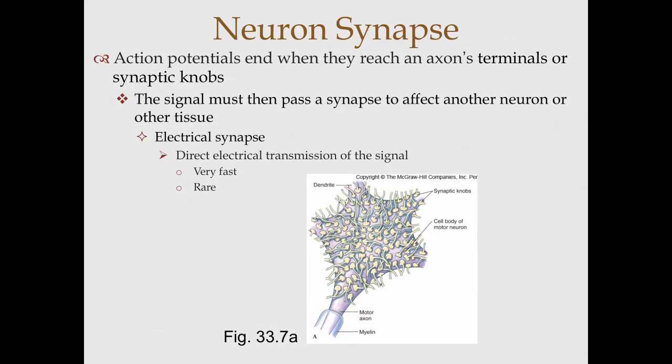Now, once the nerve action potential runs the length of the axon, then the signal has to be transferred to another neighboring cell. And it does this at the end of the neuron, which is called the terminal or the synaptic knobs. And there are two ways this information can be transferred to the next cell. One way is using a direct transfer of electrical information, and this is called an electrical synapse. This is very fast. It can occur very quickly. It appears to be very rare in animals. Not many animals have this capability.